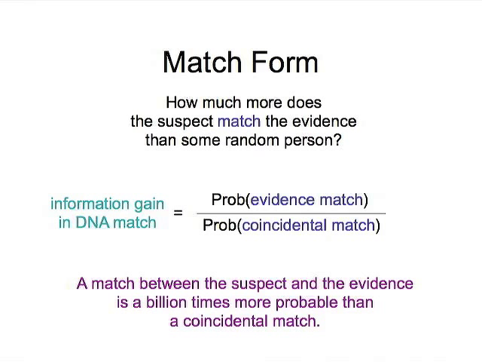People have an intuitive idea of what it means to match, and that's the probability of an evidence match over a coincidental one. And in English, that reads like, a match between the suspect and the evidence is 1 billion times more probable than a coincidental match. That's English. I think that's even more comprehensible than a RMP statement, random match probability statement. So I'm going to use this and illustrate it throughout the talk with some examples.